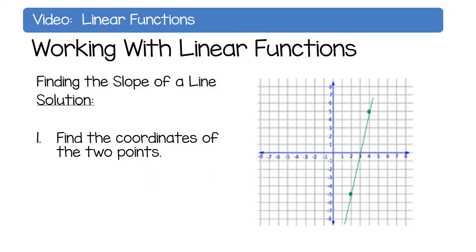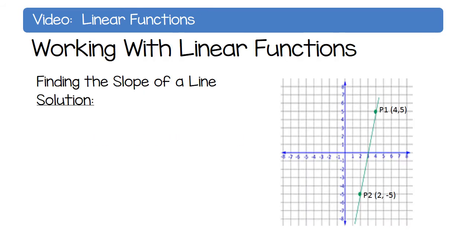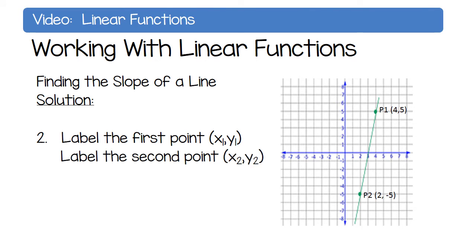Your first step is to find the coordinates of the 2 points. Point 1 will have the coordinates 4, 5, which is the top point, and point 2 will have the coordinates 2, -5, which is the bottom point. Now, the next step is labeling the first point x1, y1 and labeling the second point x2, y2. This will help us keep straight what the values are when we use the formula.